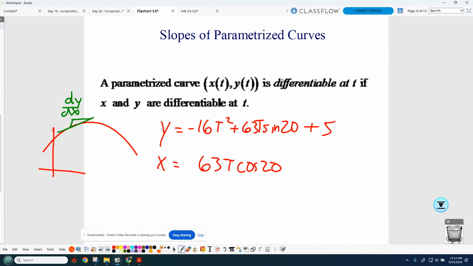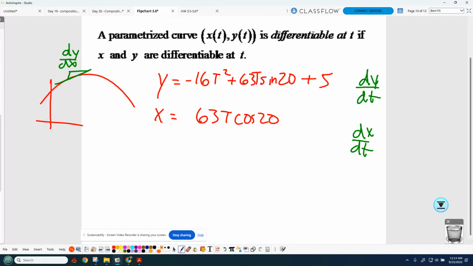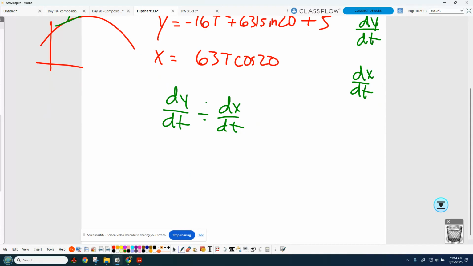Would it be dy dt? Well, this would be dy dt, and this one would be dx dt. I still need to know how y is changing and how x is changing. But what is dy dt divided by dx dt? Well, dividing by a fraction is multiplying by it flipped. And this derivative thing that we've always treated as a function in itself is now just a plain old fraction. And look at that, we get dy dx, which is how we would do the slope.